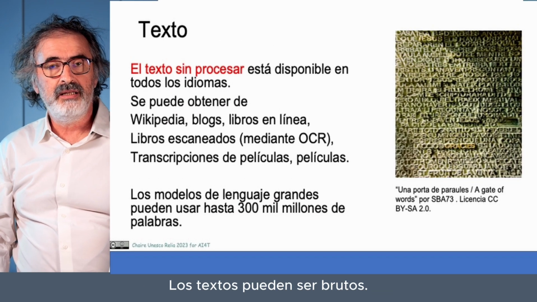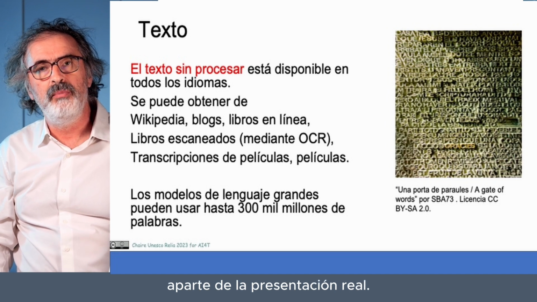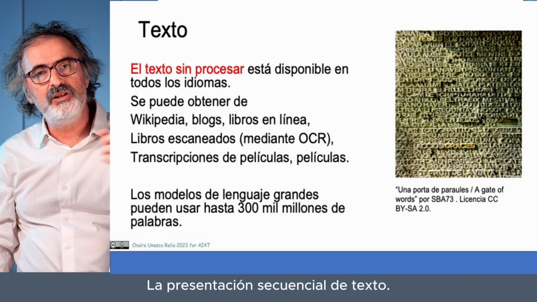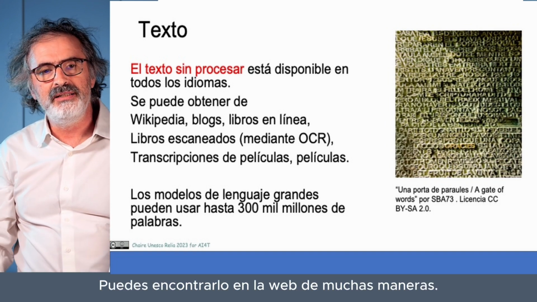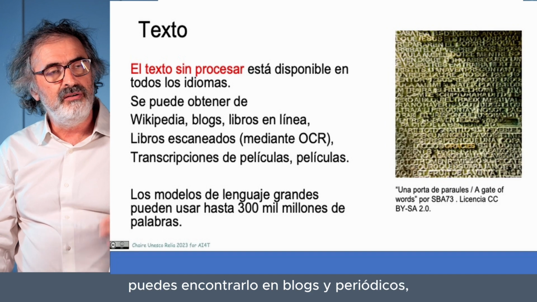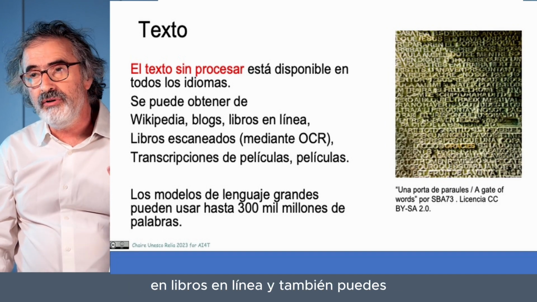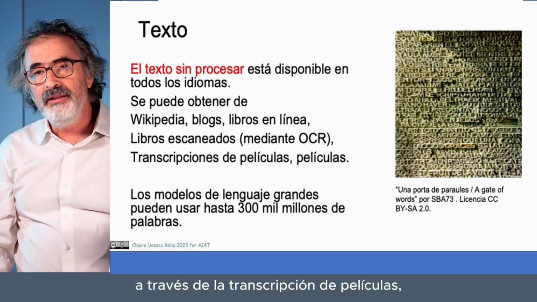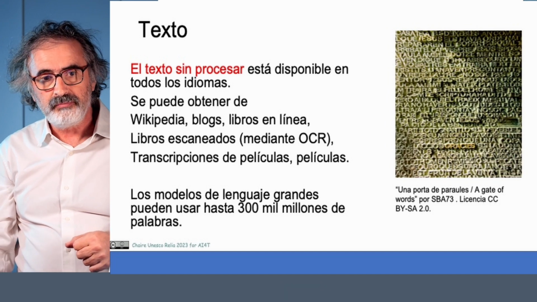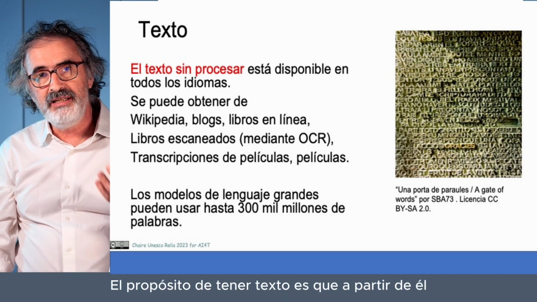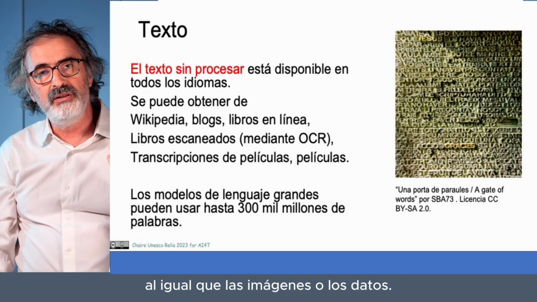So text can be raw. Raw means that there is no organization to it apart from the sequential presentation of text. You can find it over the web in many, many ways. You can find it in Wikipedia, on blogs, in newspapers, in online books, and you can also find it by obtaining it through the transcription of movies or of lectures. The whole point of having text is that from text you can build large language models.